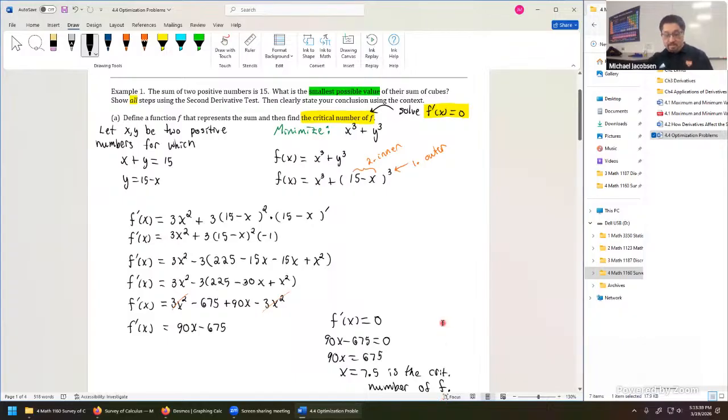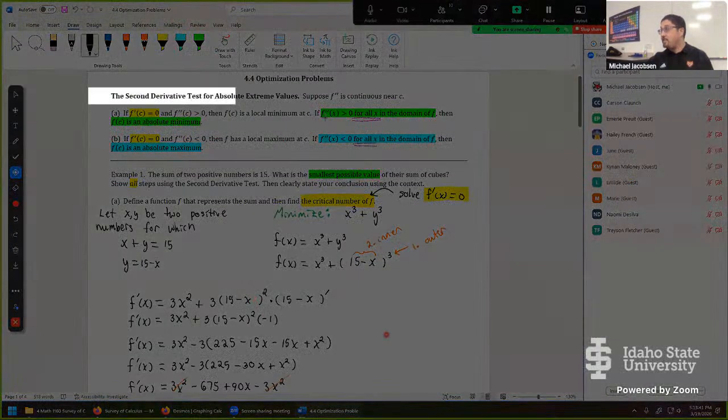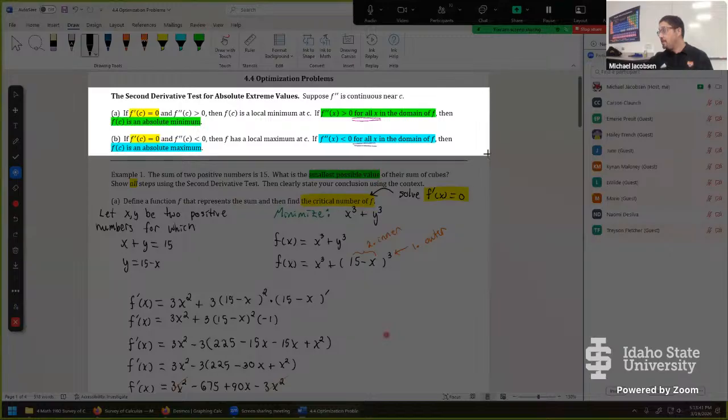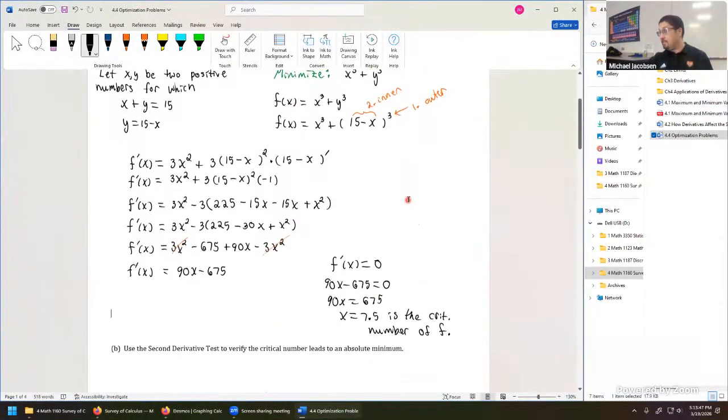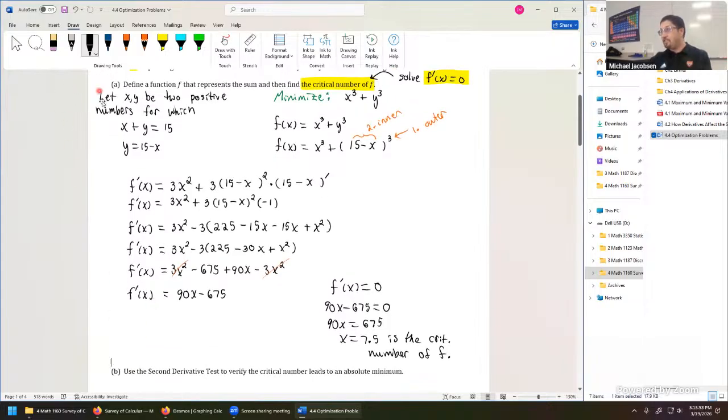Once we have the critical number, the next thing to do is we're going to apply the second derivative test to that one and only one critical number. Well, any questions at all, folks? This was a kind of long slog through building the function and landing at 7.5.